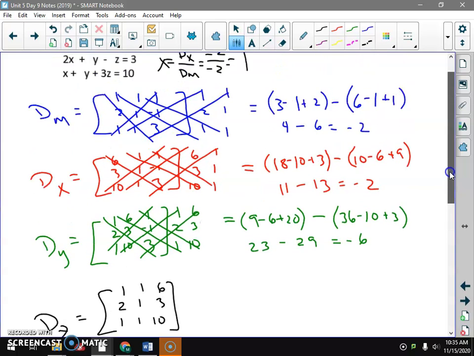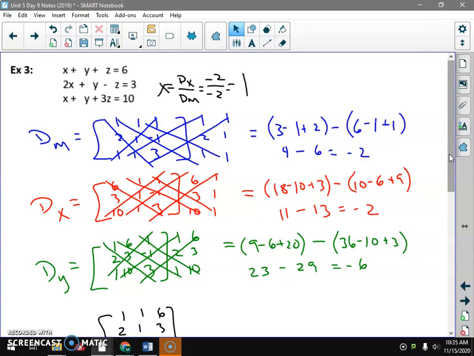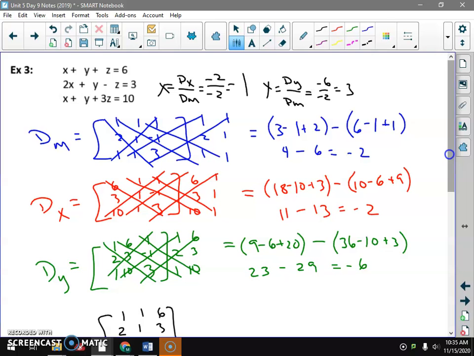Again, if you want to go up now, what's y? dy over dm. Negative 6 over negative 2. Y is 3.